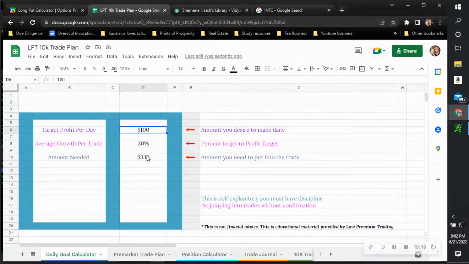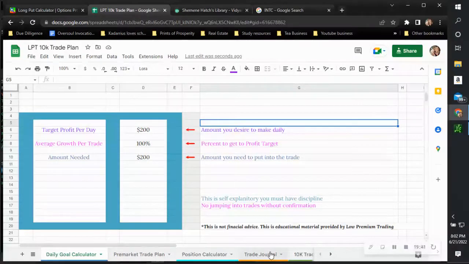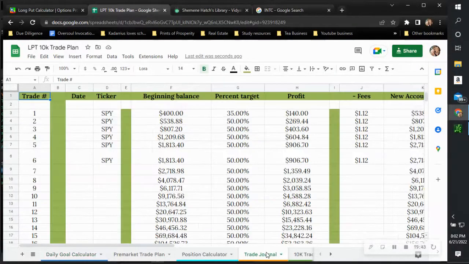For me, I normally always have trades that are 100% or more. So my daily goal is actually $200 a day, and I would need $200 at 100% to make $200. So that's on this spreadsheet here, and this is in my Discord, but I think it's on my website too. I'll post a link to my website.